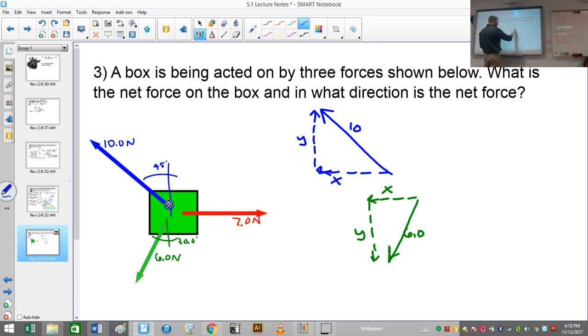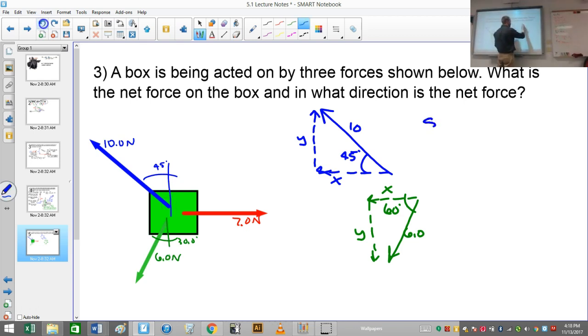So I know that this is 45 degrees, and I know that this is 30 degrees, so that means that this is 60 degrees, because this angle's 30 right there, so that means by complementary angles that's 60. Alright, let's go through it.